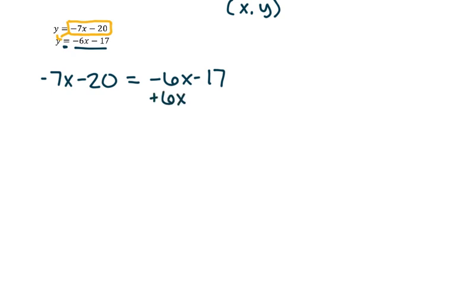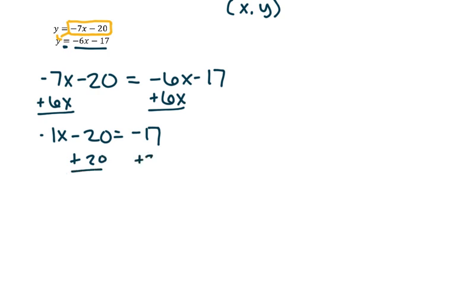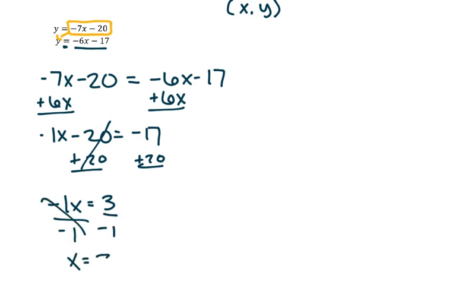We're going to add our 6x to the left. We get negative 1x minus 20 equals negative 17. I'm going to add the 20 to the right, and we get negative 1x equals 3. Divide by negative 1, and we get x equals negative 3. So that's the first part.